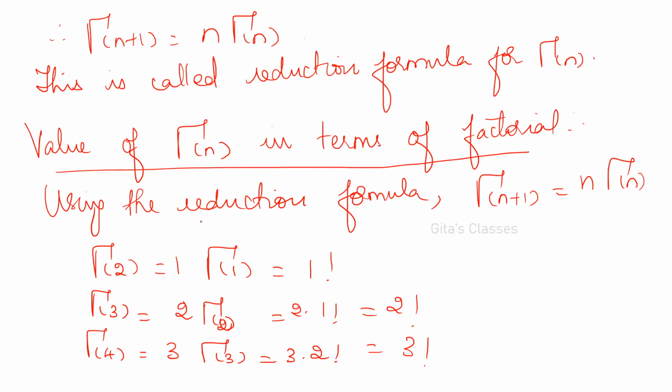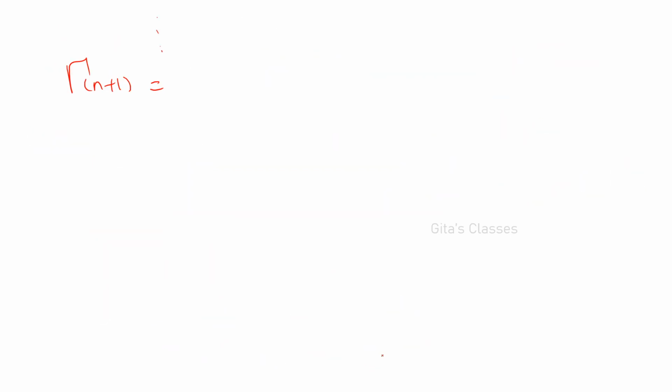So like this if you keep on writing, then what can you write? Observe here, gamma of 2 is 1 factorial, gamma of 3 is 2 factorial, gamma of 4 is 3 factorial and so on. So in general, gamma of n plus 1 is n factorial, provided n is a positive integer.